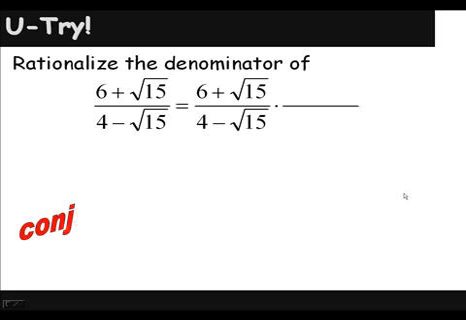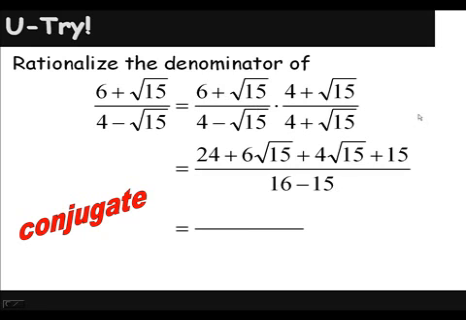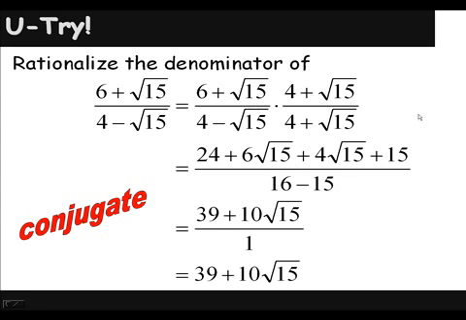All right, let's go ahead and get the conjugate of 4 minus root 15, which would be 4 plus root 15. Multiply top and bottom by that. The bottom is easier, so let's do it first. It would be 4 squared minus root 15 squared, or 16 minus 15. That's nice. It's just going to be 1, so whatever we get on the top is going to be our answer. Let's go ahead and FOIL or distribute that out and simplify things up. We get 39 plus 10 root 15. Hopefully that's what you got too.